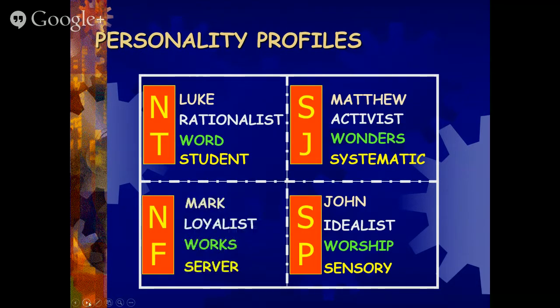When it comes to the NF, the Gospel of Mark is a very pertinent gospel for this kind of person. They are loyalists. For them, again, it's what works. It's what produces the kinds of results and well-being and harmony that is important. And they're very often the servant-orientated leaders.